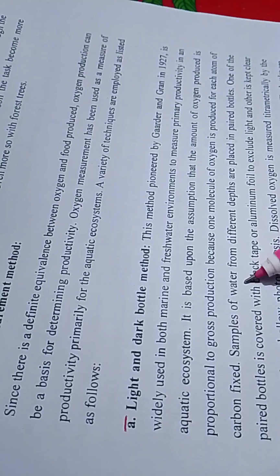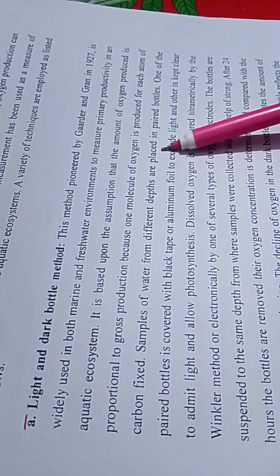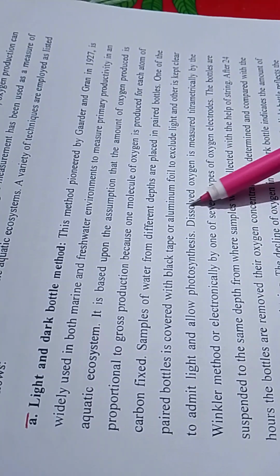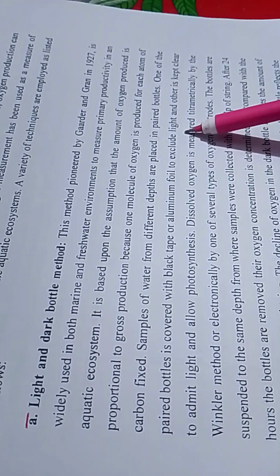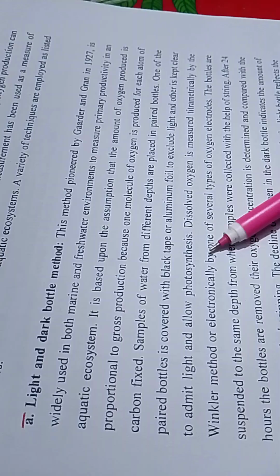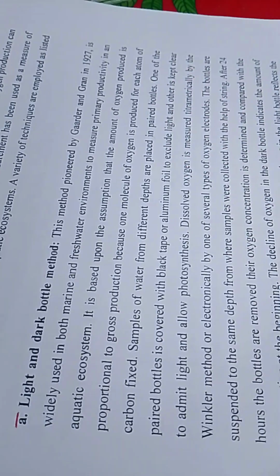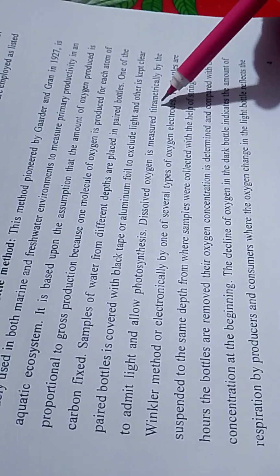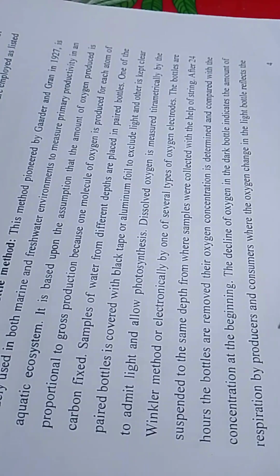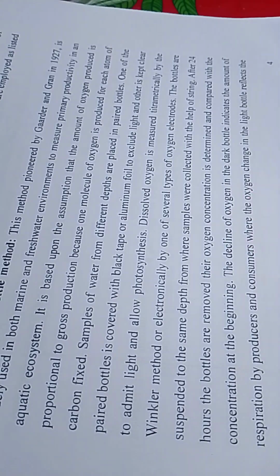Fixed samples of water from different depths are placed in Pyrex bottles. One of the bottles is covered with black tape or aluminum foil to exclude light, while the other is kept clear to admit light and allow photosynthesis. Dissolved oxygen is measured titrimetrically by the Winkler method or electronically by one of several types of oxygen electrodes.